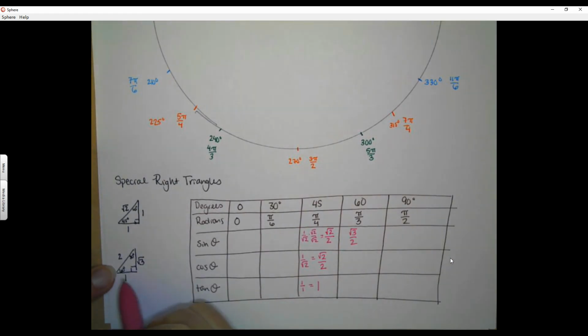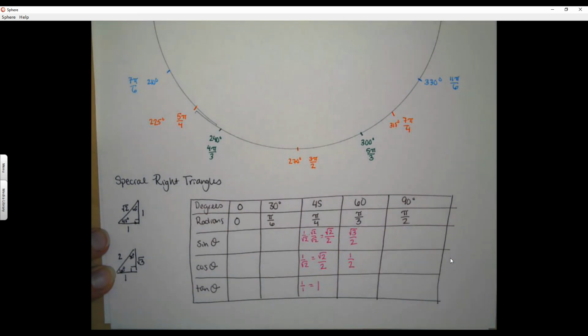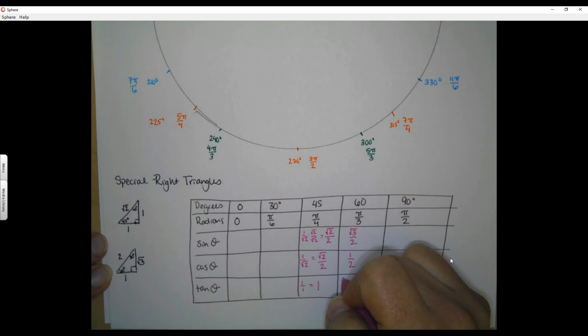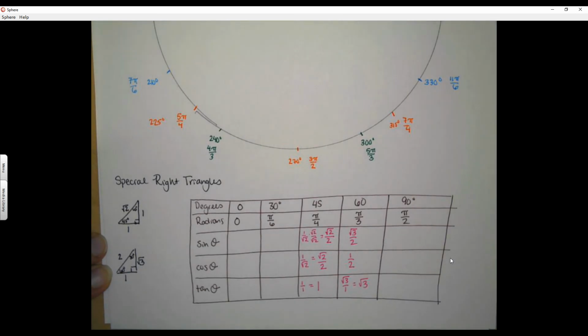Cosine is adjacent over hypotenuse. So our adjacent side is 1 over our hypotenuse is 2. So 1 over 2. And tangent is opposite over adjacent. So opposite is square root 3 over our adjacent side is 1. Well, square root 3 divided by 1 is square root 3.